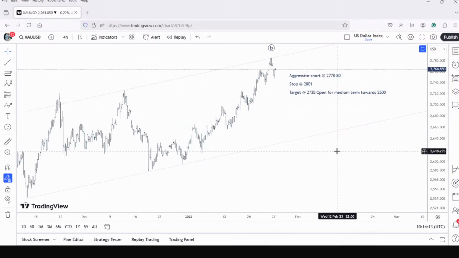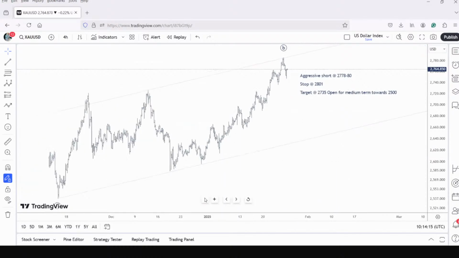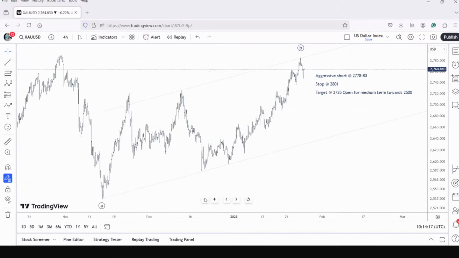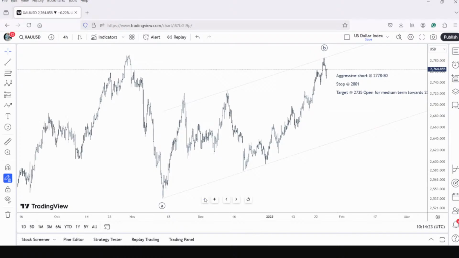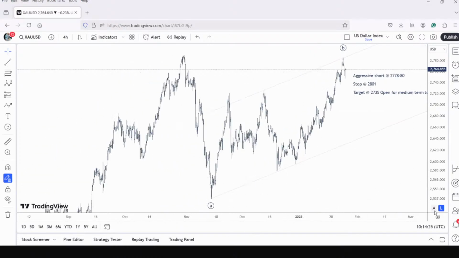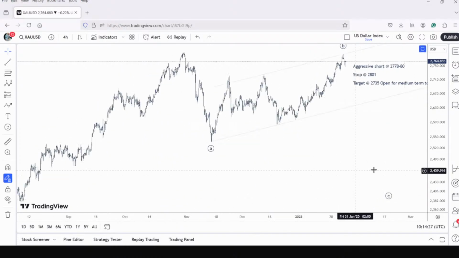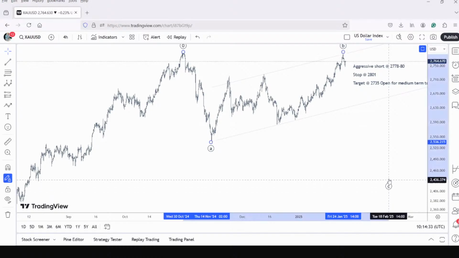Anyways, for now, gold on the short side with a stop around 2801 is active. Potential short-term target is 2735, and we are trying to capture a minor wave 4 potential termination seen around the 2400 mark or 2450.